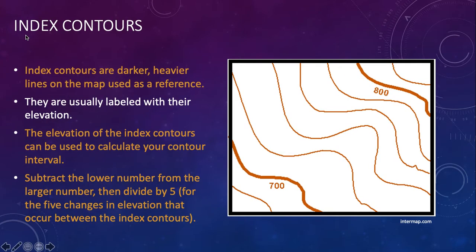Index contours are the darker, heavier lines on the map that are used as a reference. We couldn't have done that calculation if we didn't have the dark lines that were labeled with their elevation. The elevation of your index contours is used to calculate the contour interval. Subtract the lower number from the larger number and then divide by 5 for the 5 changes in elevation that occur between the index contours. That's what I just did. So 800 minus 700 divided by 5, so that's 100 divided by 5, and you get 20. Each change in elevation is 20. And don't get tripped up because there's 4 lines between 700 and 800, but there's 5 changes in elevation.